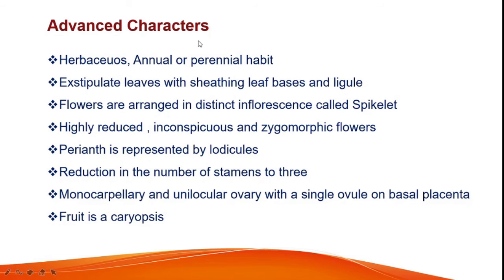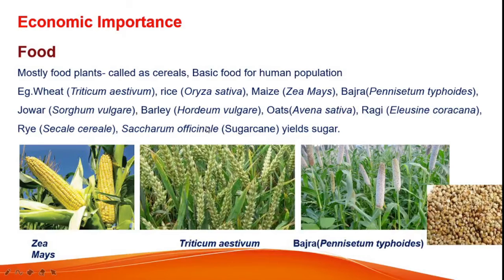Then the advanced characters of the family. Herbaceous plants are present, annual or perennial habit, exstipulate leaves with sheathing leaf bases and ligule. Flowers are arranged in a distinct inflorescence called spikelet. Highly reduced, inconspicuous and zygomorphic flowers are present. Perianth is represented by lodicules. Reduction in the number of stamens to 3. Monocarpellary and unilocular ovary with a single ovule on basal placenta. Fruit is a caryopsis.